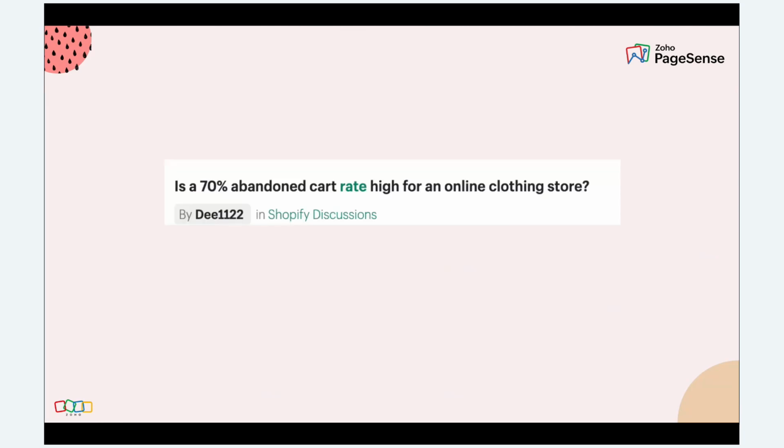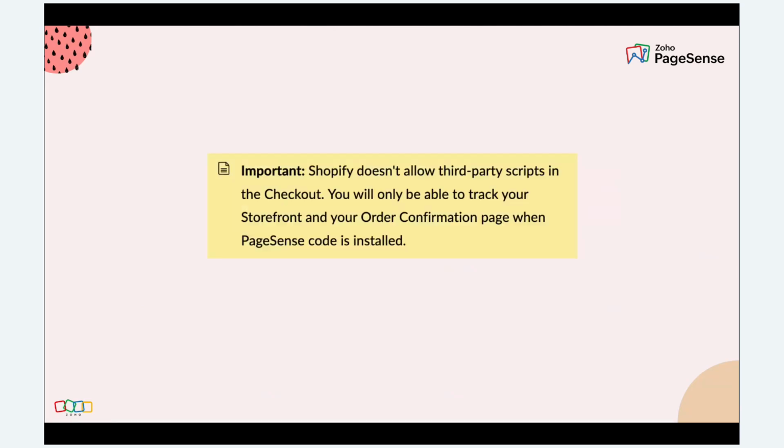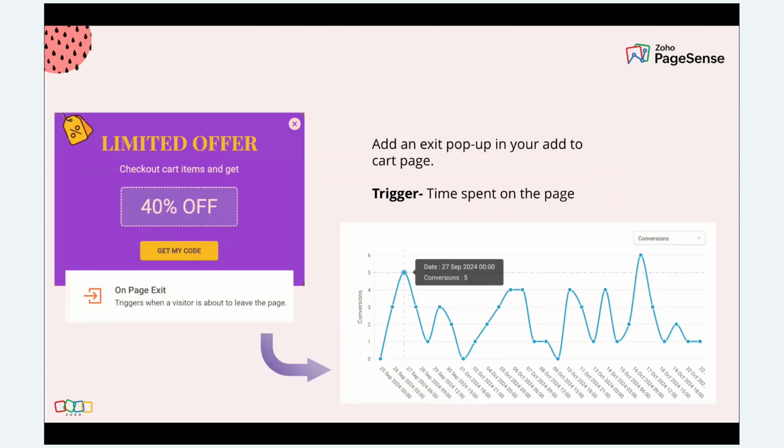Moving on, is 70% abandoned cart high for your online store? I wish I could say that you can also track your checkout page, but no, because Shopify restricts any third-party scripts on your checkout page, meaning you can only track your storefront and order confirmation page. However, by implementing the tools and strategies that I mentioned earlier, you'll be able to identify most of the obstacles that hinder your conversions. But you do have an option here. You can always implement the exit intent pop-up on your add to cart page, setting the trigger as on-page exit. So this will definitely push the let's rethink button in the minds of the visitors.